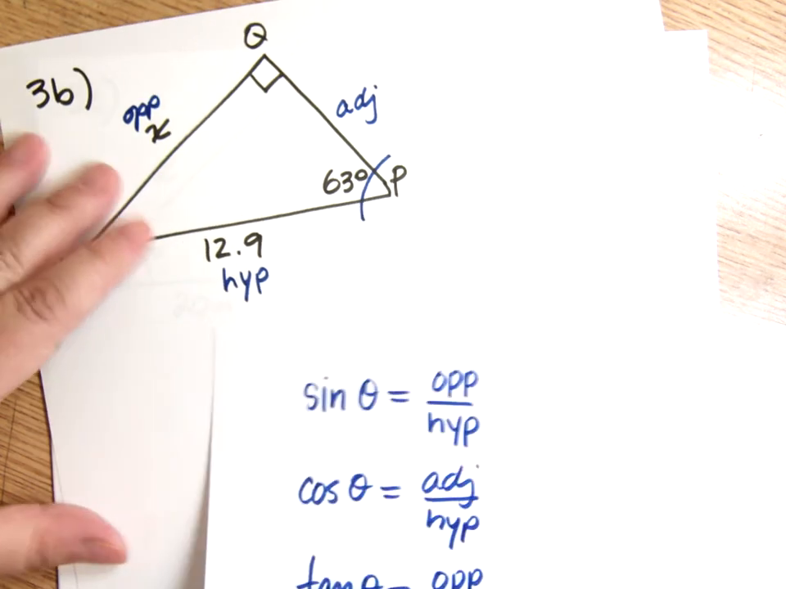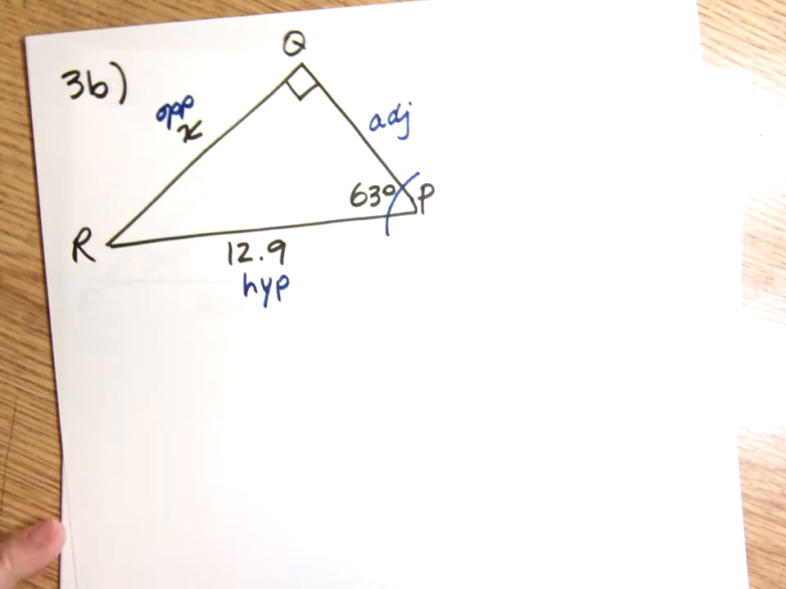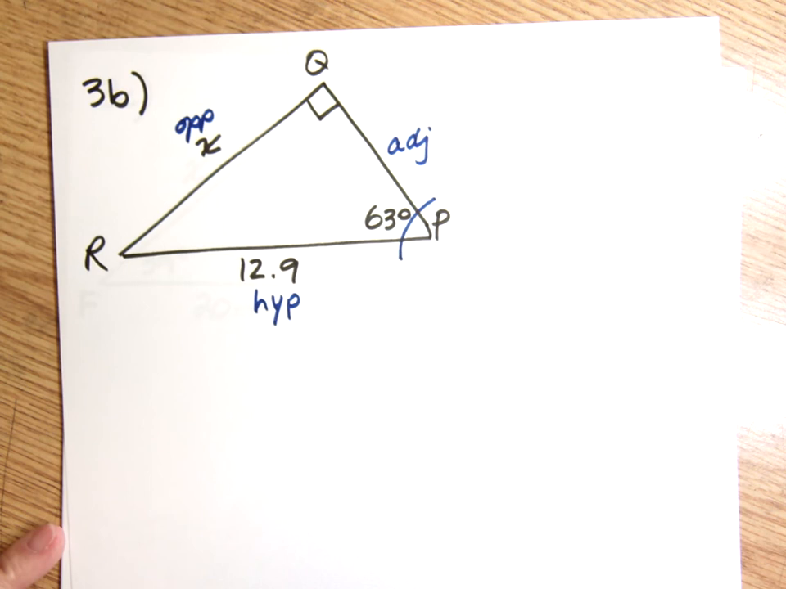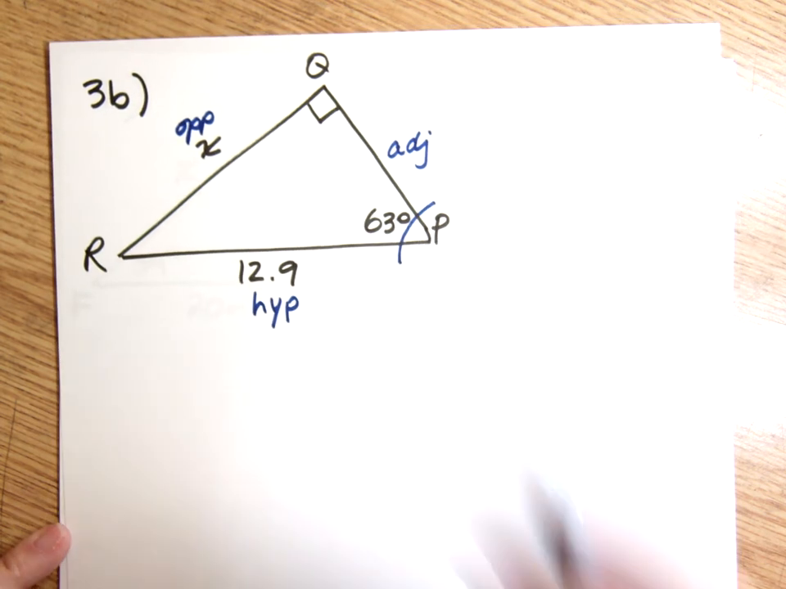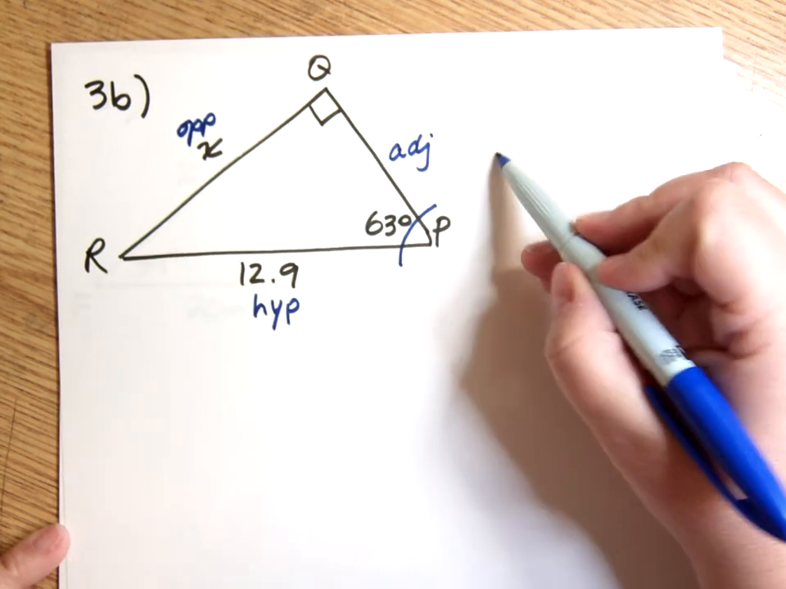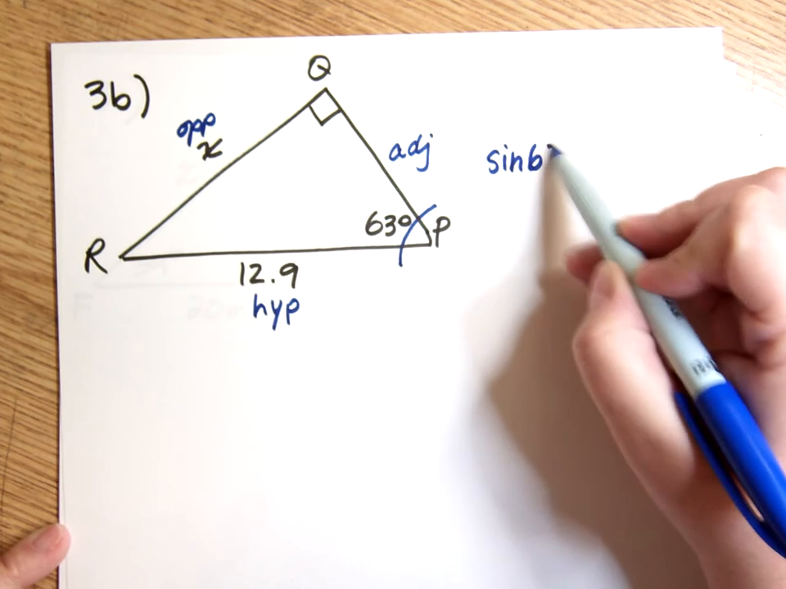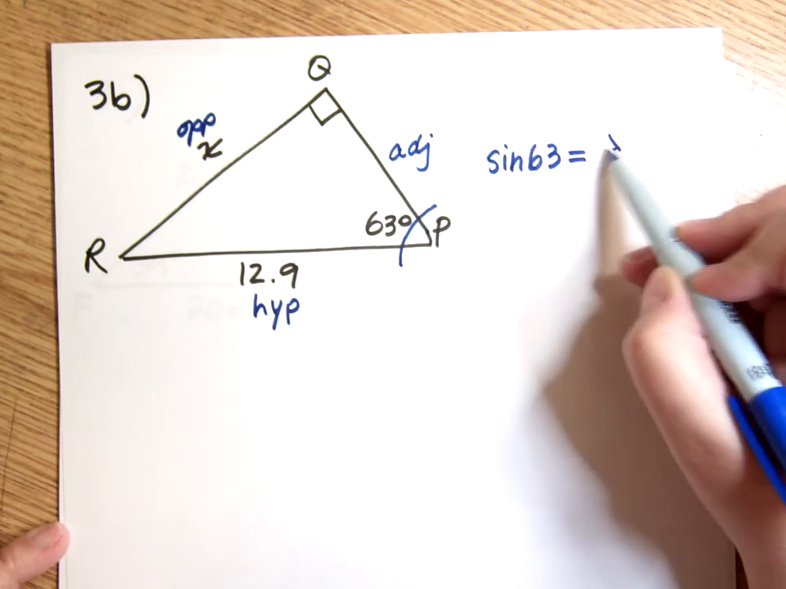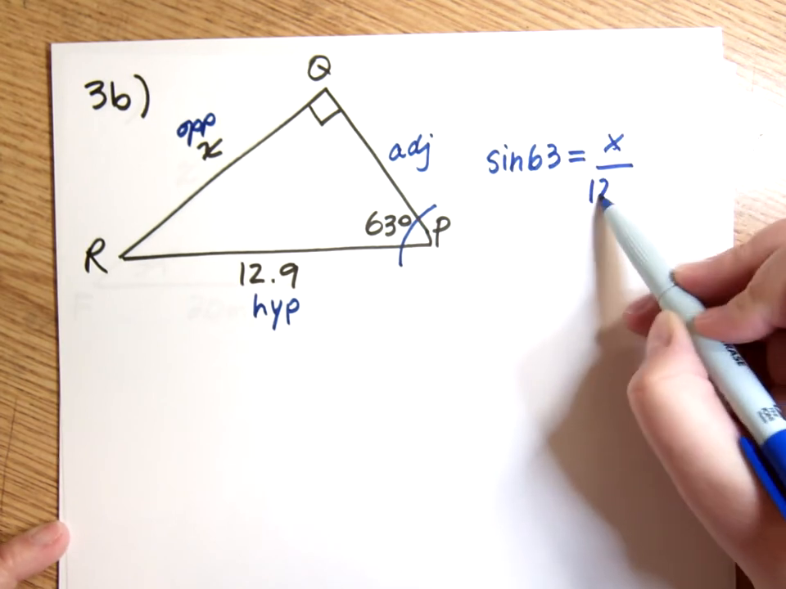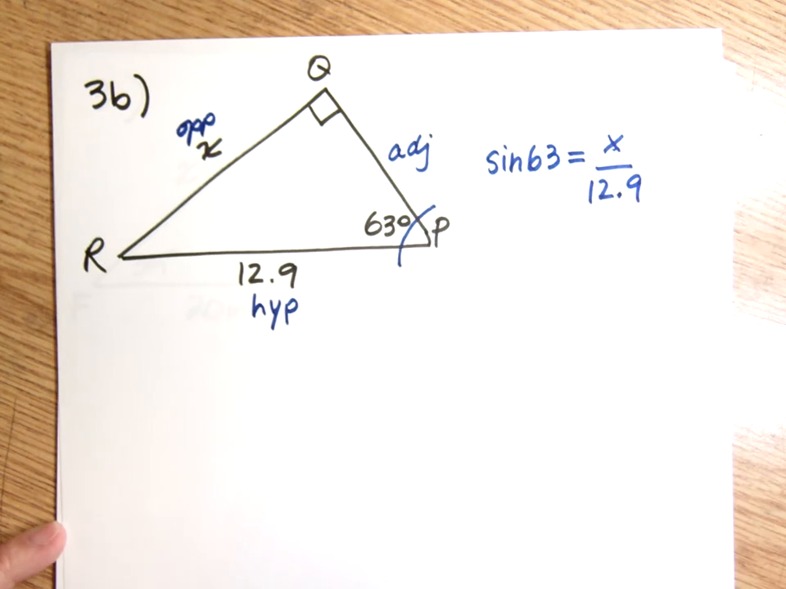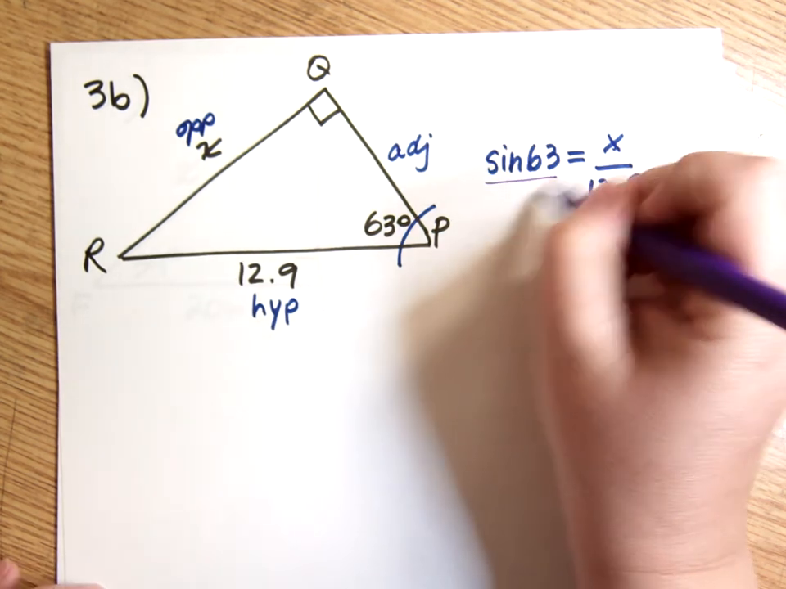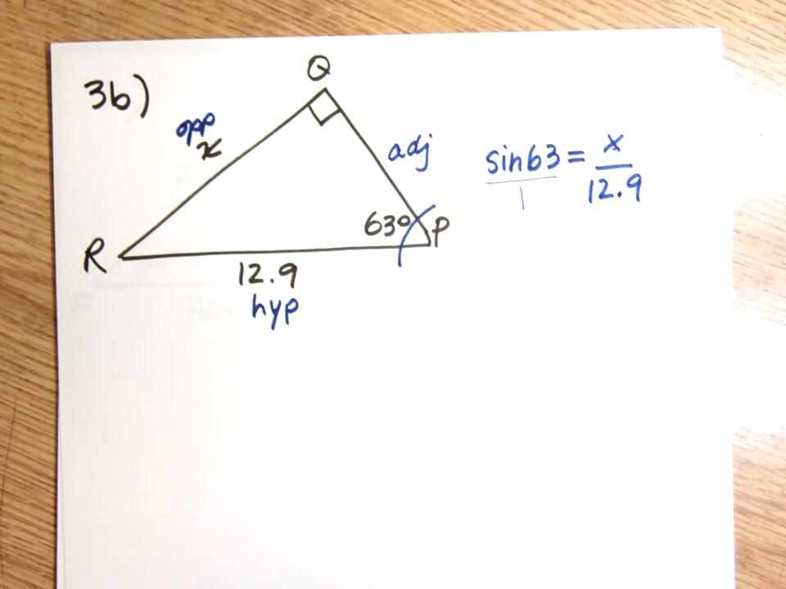Okay, so I'm going to set up my equation accordingly and use the sine. So the sine of 63 degrees is equal to the opposite over the hypotenuse. Okay, and that's my equation. Sine equals opposite over hypotenuse. The first thing I want to do with my equation is always going to be set it up as a proportion and then cross multiply.